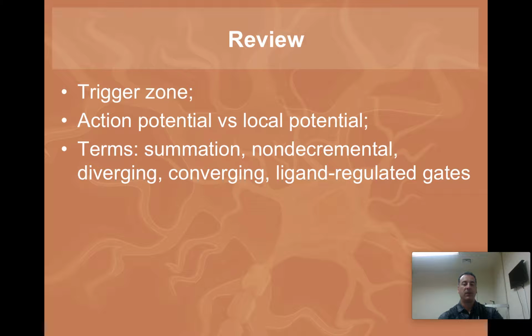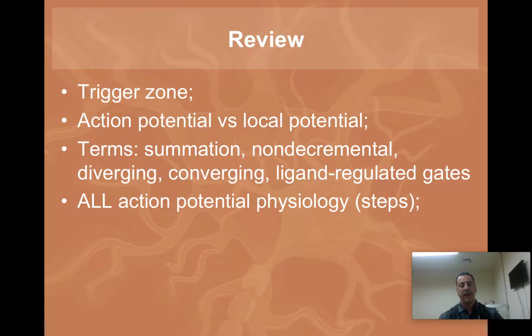Some terms to be familiar with: summation, non-discremental, diverging, converging, ligand-related or ligand-regulated gates. There'll be some other terms like temporal summation you should be familiar with. You should be familiar with terms such as endoneurium, epineurium, parts of a neuron, how its structure is formed, how it's made up.